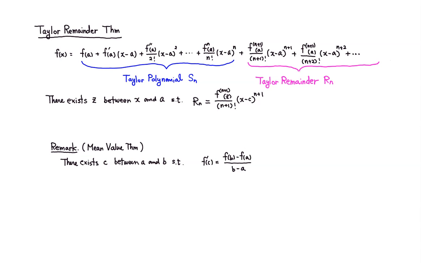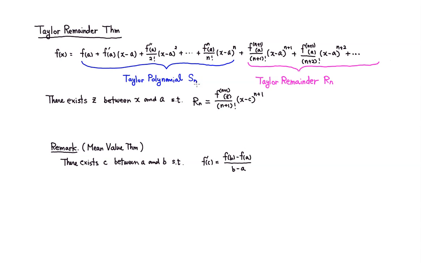All right, let's look at the Taylor Remainder Theorem. Let's write out the terms of the Taylor series. You have f of a, centered at a, plus f prime of a times the quantity x minus a, and so on. And the nth degree one is the nth derivative of f evaluated at a, over n factorial, times the quantity x minus a to the n. The sum of these first, in this case, n plus 1 terms is called the Taylor polynomial.